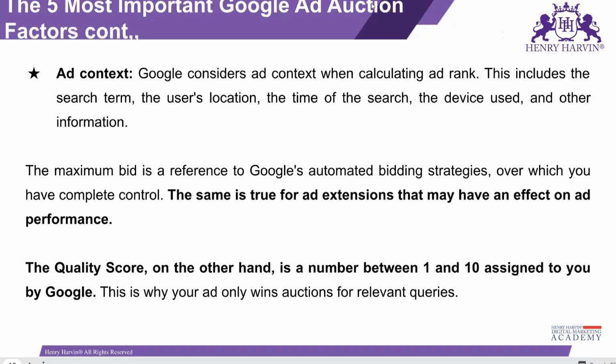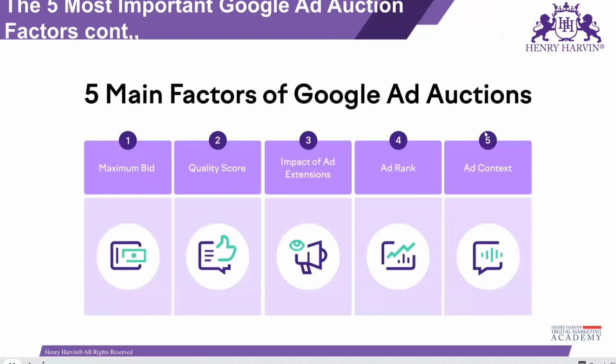The quality score, on the other hand, is a number between 1 to 10. We have talked about this. Google gives us a quality score from 1 to 10, and on that basis, along with the bid amount, our ad rank is calculated. So what are the main factors of Google ad auctions? Five factors: the maximum bid that you will pay, the quality score, the impact of your ad extension and how you are using it, your ad rank, and ultimately the ad context. Someone is looking for services in Bhopal and you are giving services in Mumbai. The ad context is totally irrelevant. So this is how it impacts. You can write it down or take a screenshot if you want.